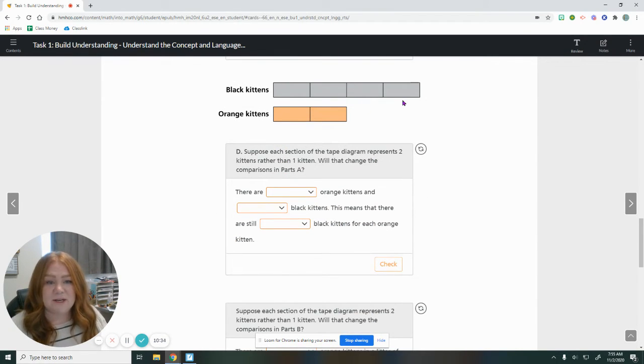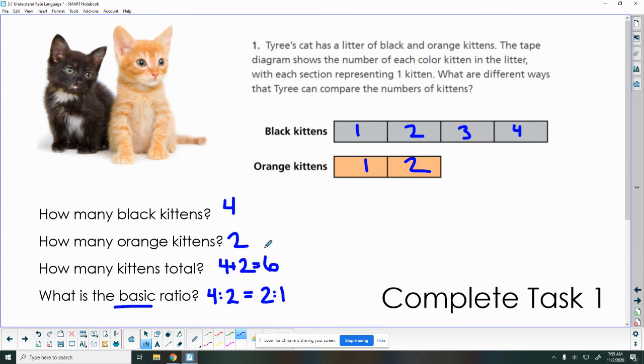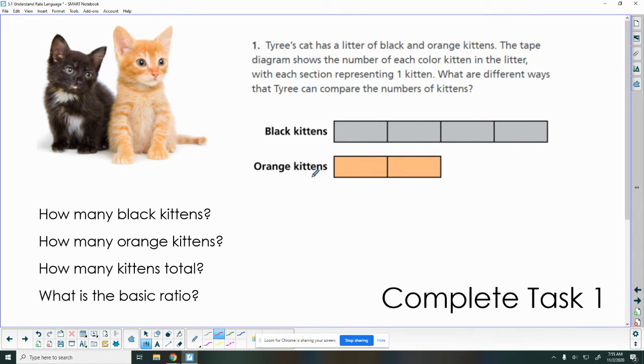So here's just showing us our picture again. Suppose each section of the tape diagram represents 2 kittens rather than 1. Will that change the comparisons in part A? So let's go take a look at that. So if we instead, I'm going to get rid of this. So every time there's a section, they said there were 2 kittens, and this would be 4, 6, 8. Here would be 2 and 4. So let's go ahead and answer these questions again.